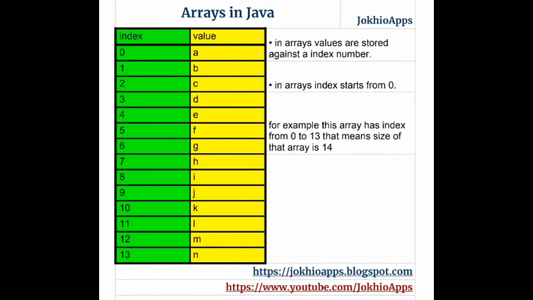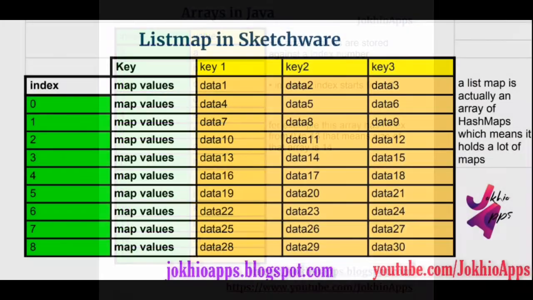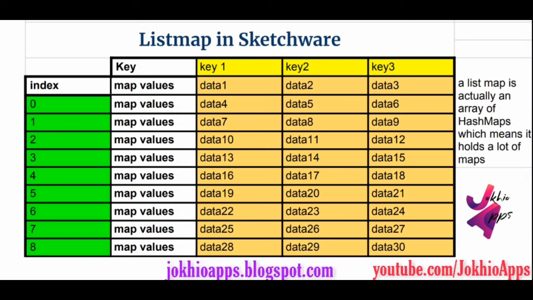In arrays, values are stored against an index number. An array's index starts from 0. For example, this array has index from 0 to 13. That means size of that array is 14. A list map is actually an array of hash maps, which means it holds a lot of maps. So it contains both index number and index key.